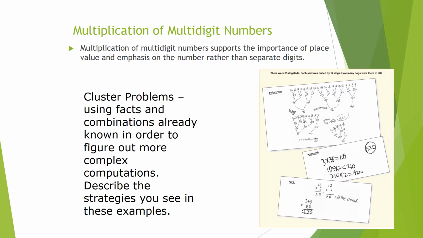So he started with 3, doubled that answer, and he ended up multiplying by 12. He just broke it down, and the answer was 420.